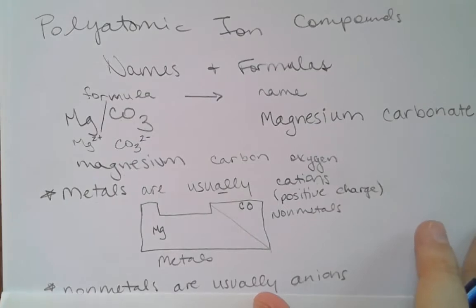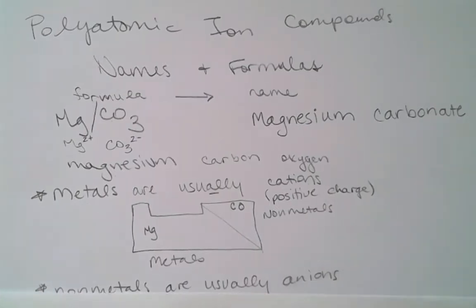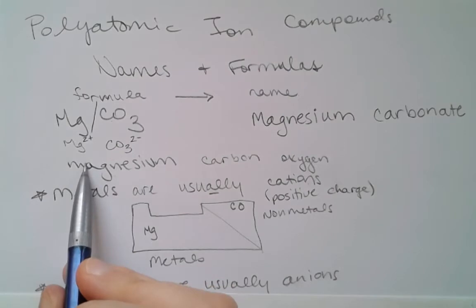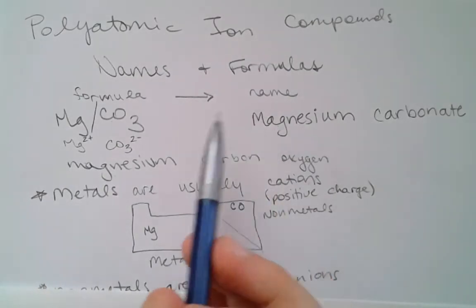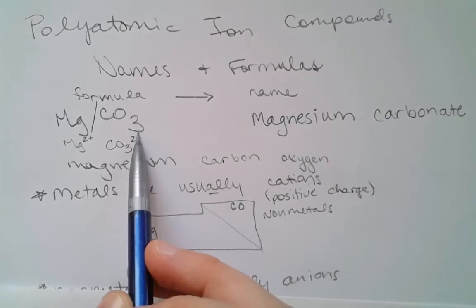So if you're given a formula and you want to write the name, it's kind of just that. The tricky part is figuring out what is the cation and what is the anion. Cation's always first, just like last quarter. And once you find it, write its name. Anion's always second, just like last quarter. Once you find your anion, write its name.